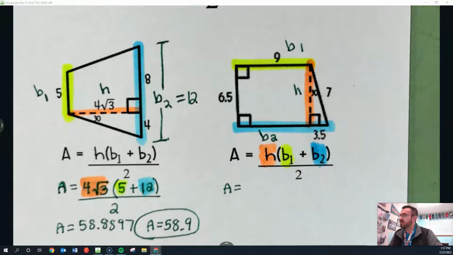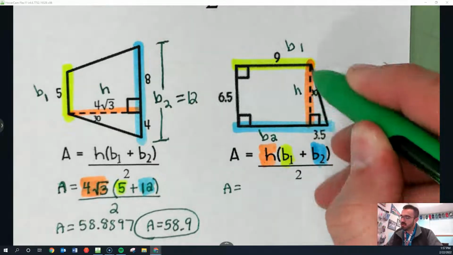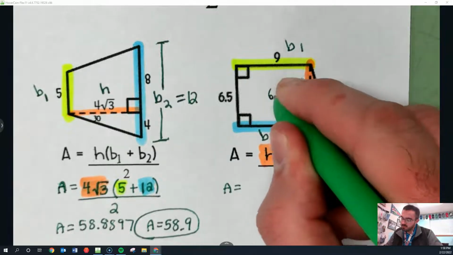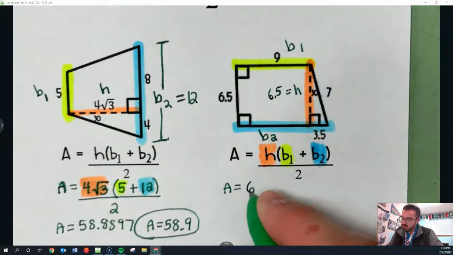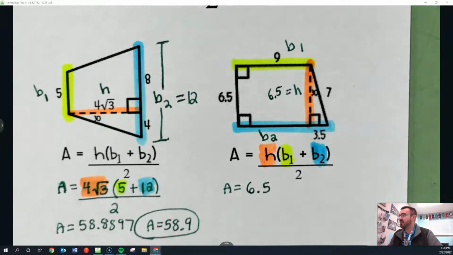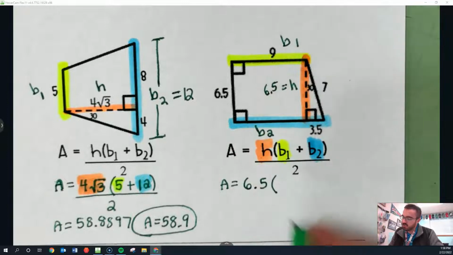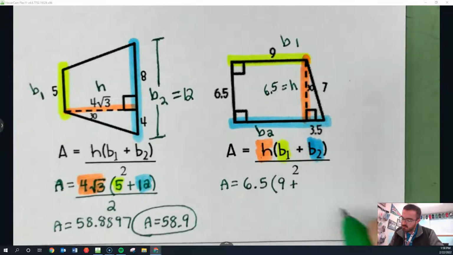Okay, so let's process that for a second. This orange line is the same distance as this line. So this would be 6.5. The height is actually going to be 6.5. Make sure you're okay with that. Okay, what about our first base? Well, our first base is pretty simple. It just tells us it's 9. That's easy. Okay, what about our second base?